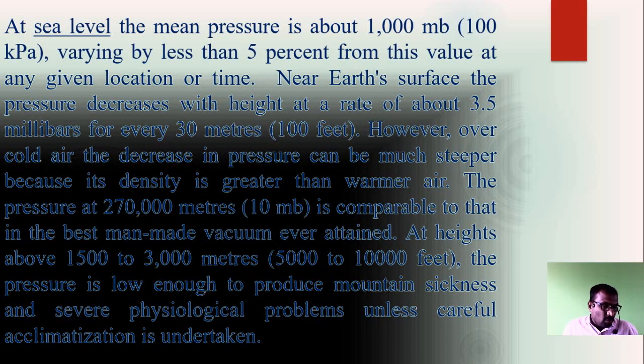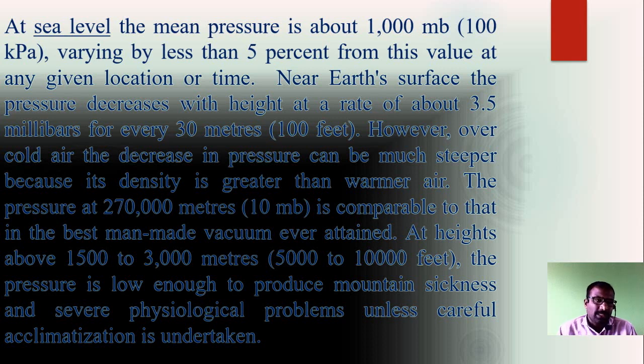If you see what is the air pressure at sea level, the mean pressure is about 1000 millibars. 1000 millibars equal 100 kilopascals. It varies by less than 5% from this value at any given location or time.